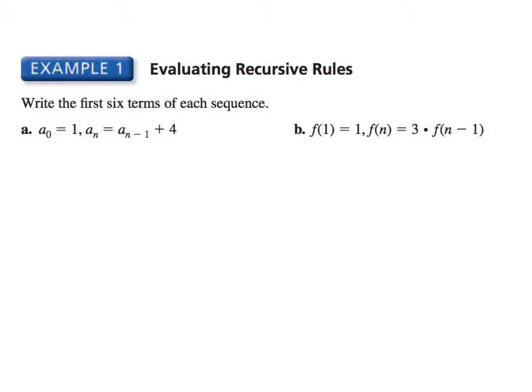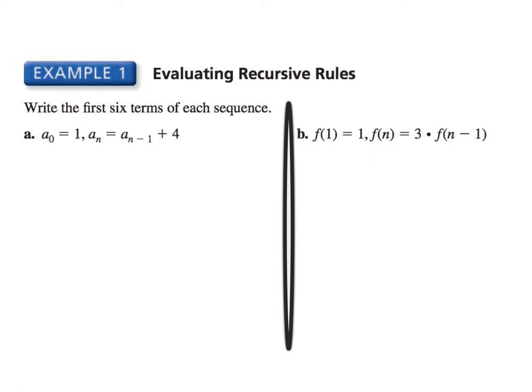So in this one, I'm going to show you how to write out and evaluate what they call recursive rules. So this says a of 0 equals 1. In this case, I am starting on a 0 term, which up until now we haven't really done. So a of 0 is my first term. A of 1, this is how you do it.